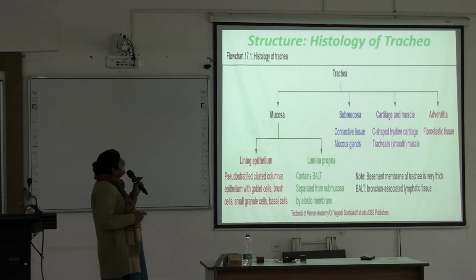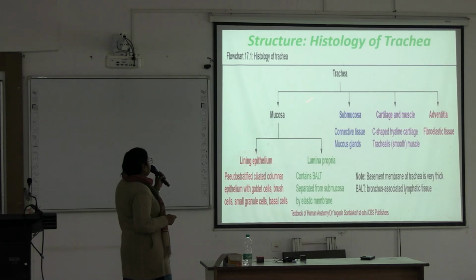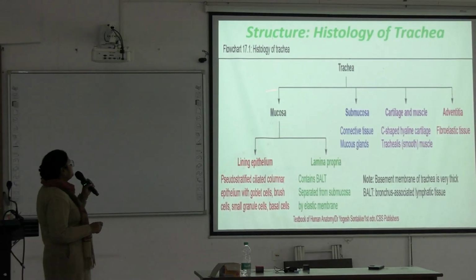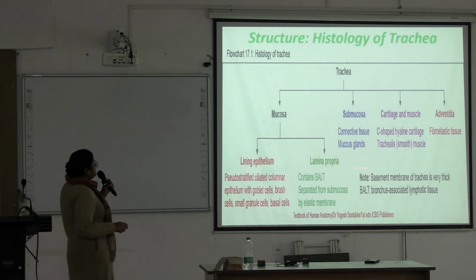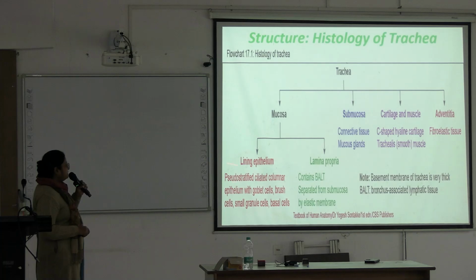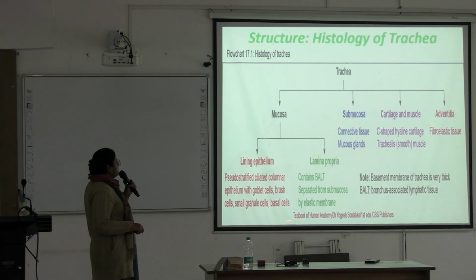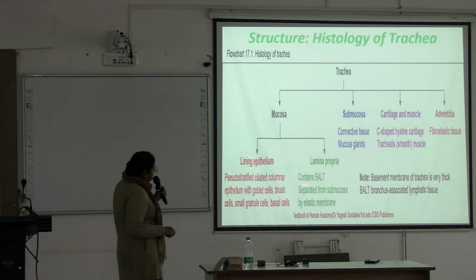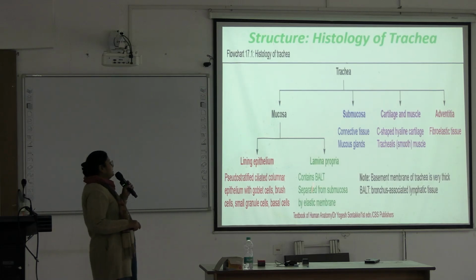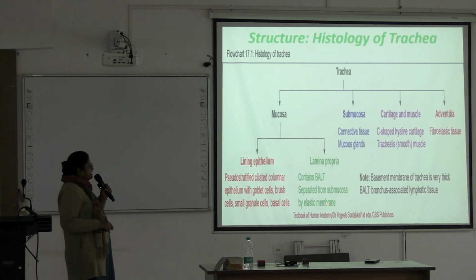So trachea, this is the histology, the microscopic structure of the trachea. We have 4 layers here. So first is the mucosa. Mucosa consists of these 2 layers, lining epithelium and lamina propria. Lining epithelium consists of pseudostratified ciliated columnar epithelium with goblet cells, brush cells, small granule cells and basal cells. And lamina propria contains bronchus associated lymphoid tissue, BALT, separated from the submucosa by the elastic membrane.